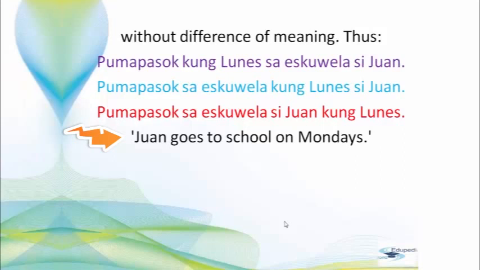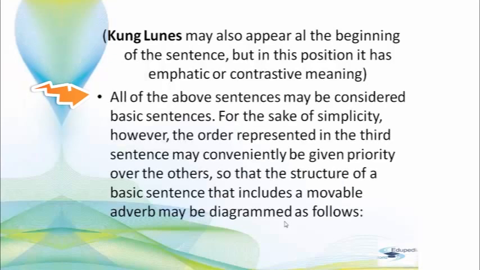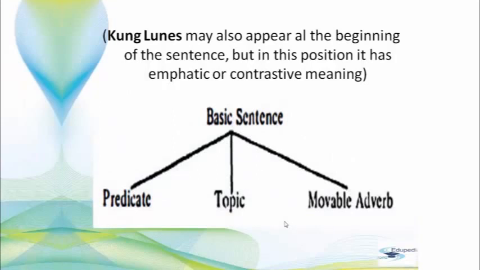There is no difference between the three, whether you put the kung lunes in a particular position in the sentence. Kung lunes may also appear at the beginning of the sentence, but in this position, it has emphatic or contrastive meaning. All of the above sentences may be considered basic sentences. For the sake of simplicity, however, the order represented in the third sentence may conveniently be given priority over the others, so that the structure of a basic sentence that includes a movable adverb may be diagrammed as follows. So we have basic sentence: predicate, topic, and movable adverb.